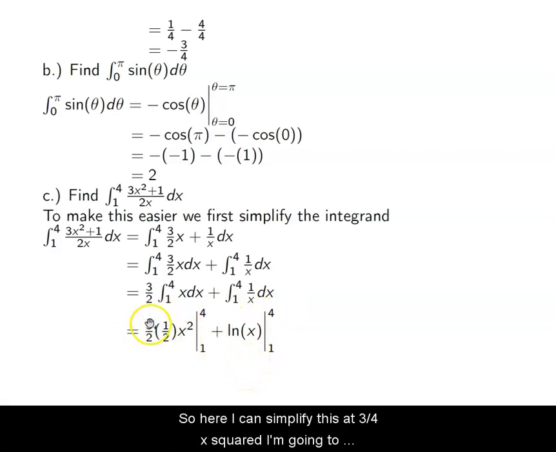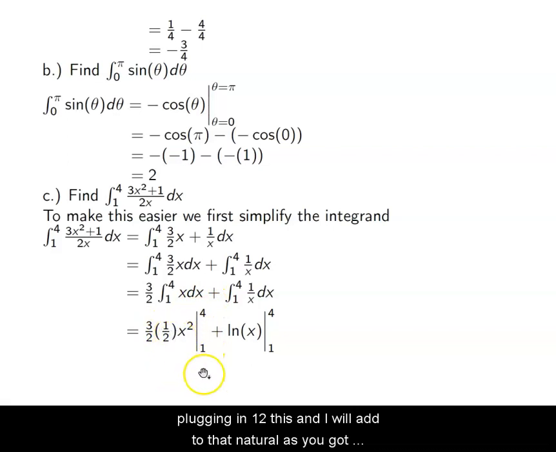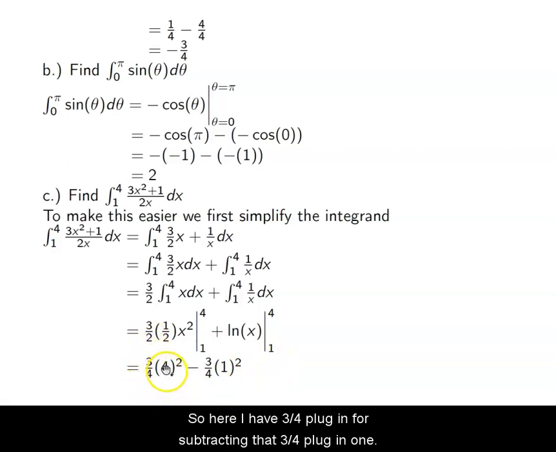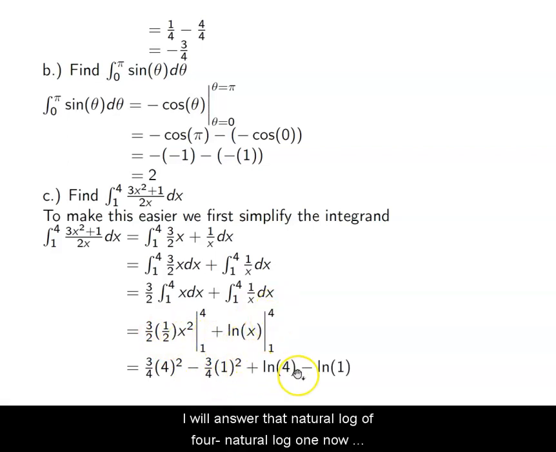So here I can simplify this to 3/4 x squared. I'm going to plug in 4 to this, and I will subtract from that me plugging in 1 to this, and I will add to that natural log evaluated at 4 and subtract from that natural log evaluated at 1. Okay, so here I have 3/4, plug in 4, subtract from that 3/4, plug in 1. I will add to that natural log of 4 minus natural log of 1.